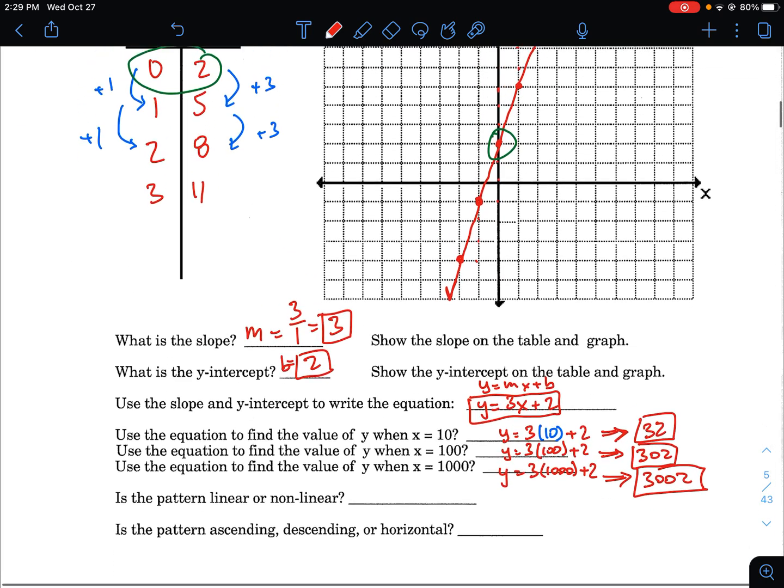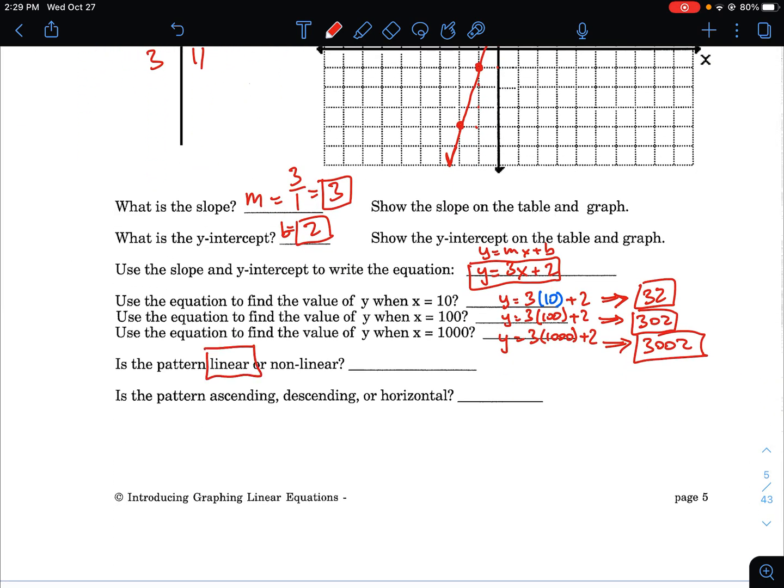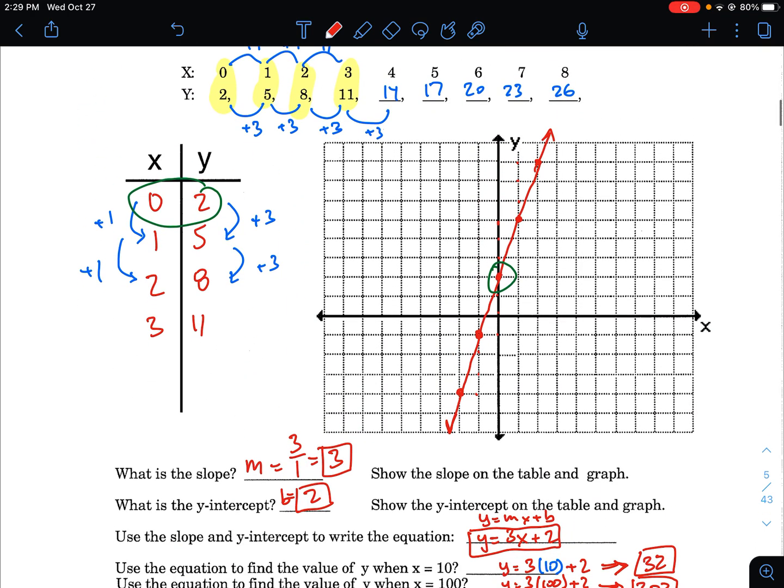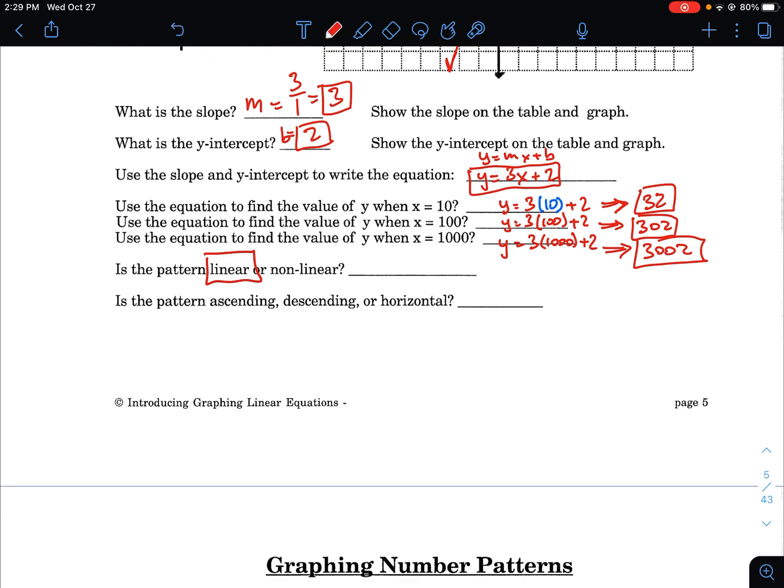Would this be a linear pattern? It is linear. It's a straight line, right? And is it ascending, descending, or horizontal? Well, if we read it from left to right, we start here, and it is going upward. So it is ascending.